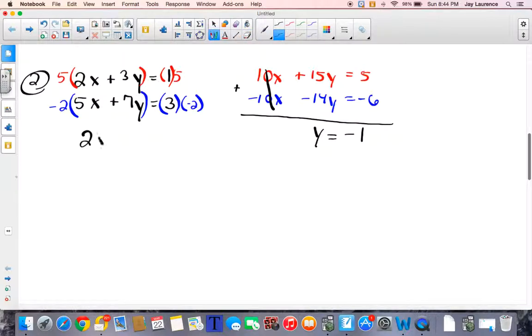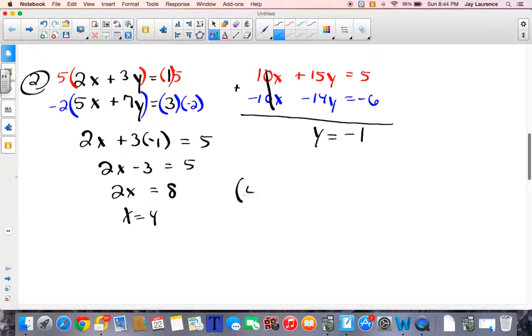Okay, so I'm going to go 2x plus 3 times -1. That's going to equal 5. So 2x minus 3 equals 5. And then 2x is going to equal 8. And then x is going to equal 4. And so in this problem, I have the answer of 4, -1. It's just a coincidence that x is 4 again.